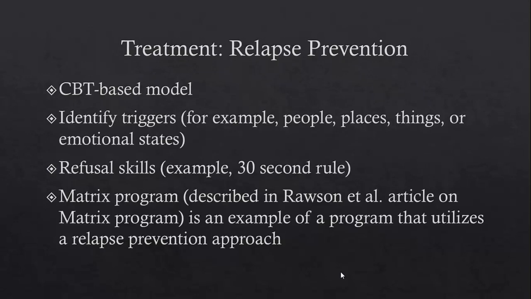Another treatment model is what's called relapse prevention, and this is a cognitive behavioral therapy based model. And so the idea here is that the therapist, the psychologist, tries to teach clients to identify triggers. And these would be people, places, things, emotions, thoughts, anything that leads that person to want to use drugs. And then they try to learn to cope with those triggers.